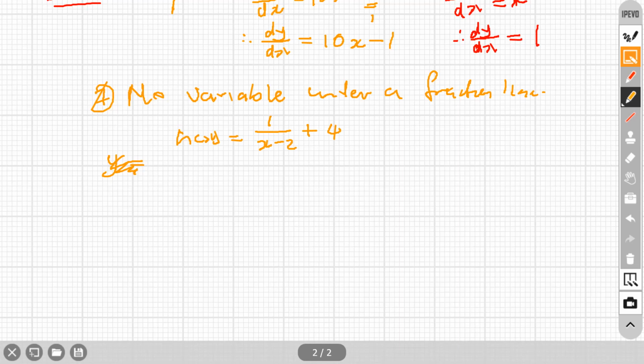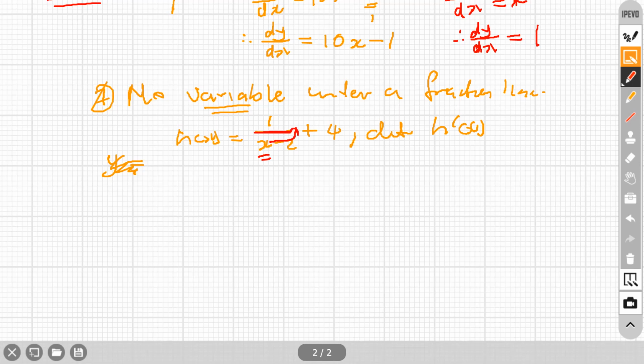Then we are asked to determine h prime of x, or the first derivative of h of x. What's going to happen is, the rule says no variable under a fraction line. A fraction line is this line here. This is our fraction line. So we have a variable here. The variable is x, right? So it means that we have to remove this x and put it here.